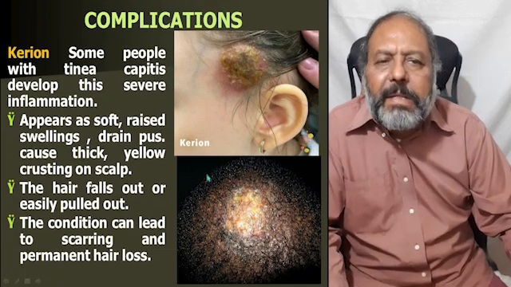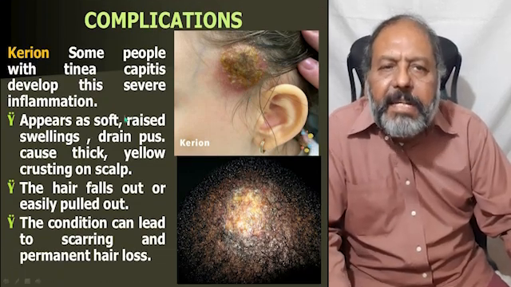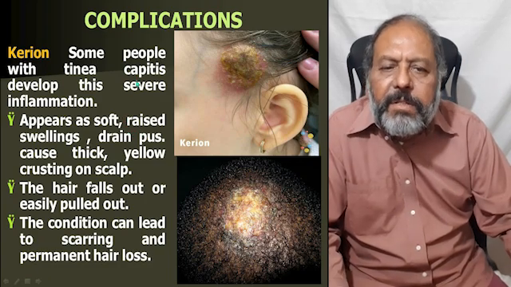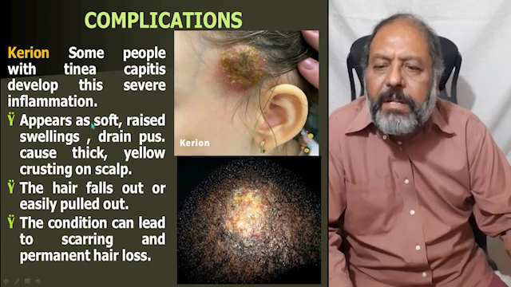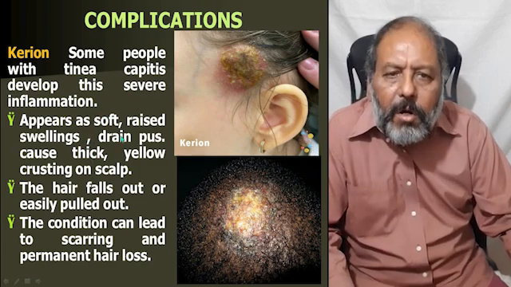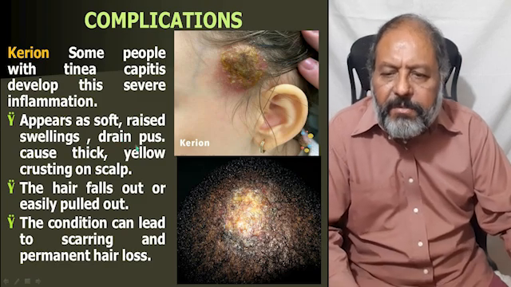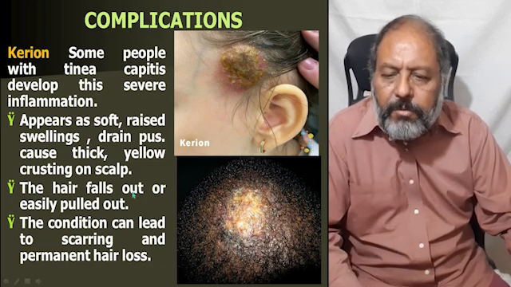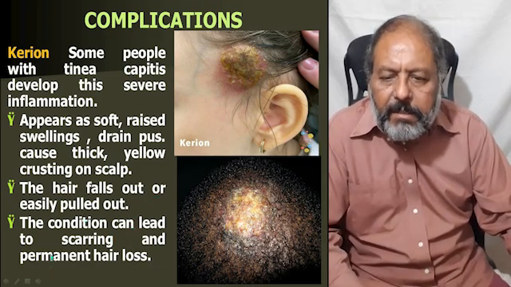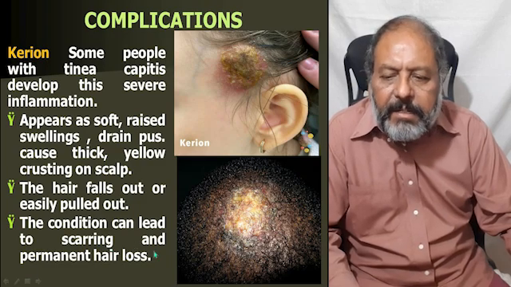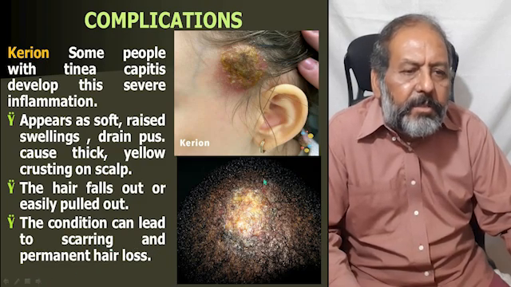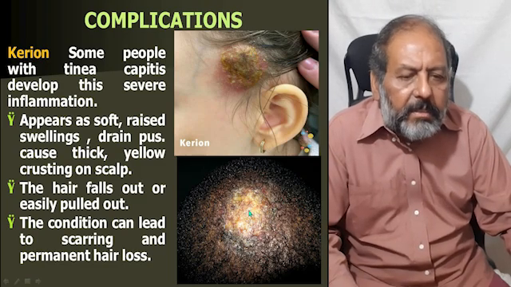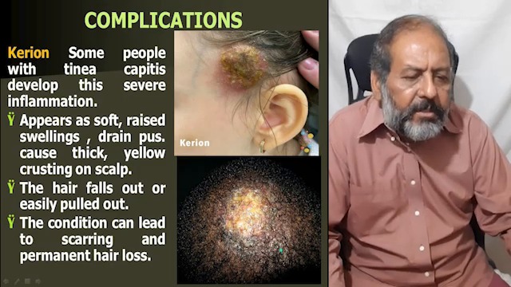Now, what are the complications of Tinea capitis? Kerion is one of the complications mostly seen. Some people with Tinea capitis develop this severe inflammation. It appears as a soft, raised swelling, drains pus, causes thick yellow crusting on the scalp, and the hair falls out or is easily pulled out from the lesion. The condition can lead to scarring and permanent hair loss. So here is the kerion, as one can see the permanent hair loss and the other characteristics of the lesion.